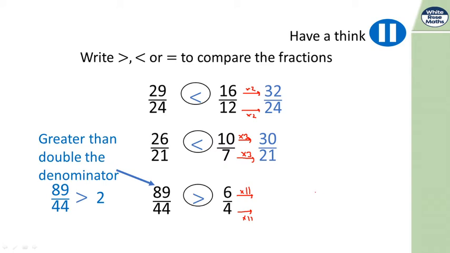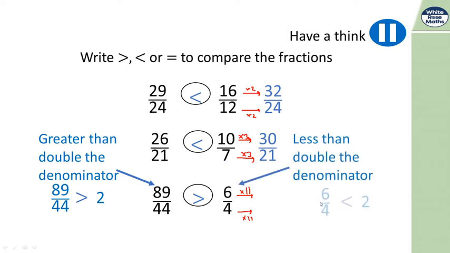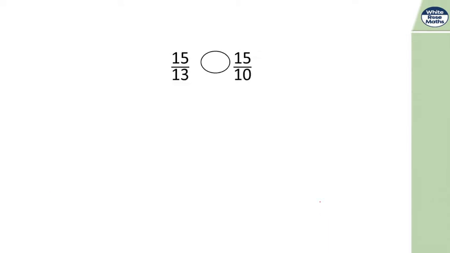Also, you could have noticed that 89 is greater than double the denominator. So 44 times 2 would be 88, and it's bigger than 2 wholes. So that would be 2 wholes and 1/44. 6 quarters is only worth 1.5. So that's another way you could do it. I find it easier to convert the denominators to see it, but you might prefer visualizing it and picturing it in your head or working it out in a different way.